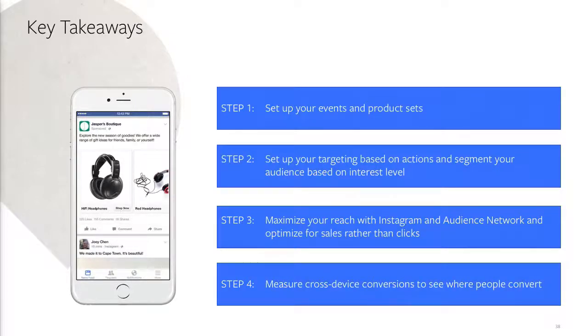Finally, measure cross-device conversions using the Facebook ads reports in order to find out which devices your ads are served on and which devices people are ultimately converting. Using the Facebook Pixel and app events and the Facebook ad reports can deliver you better results and ultimately provide new information that can be very useful in optimizing your dynamic ads.